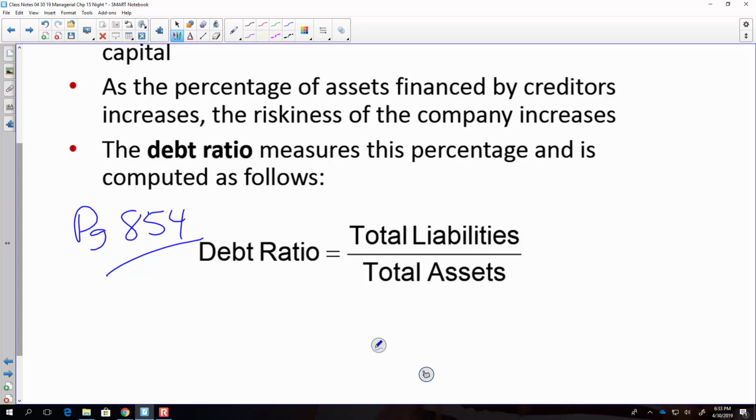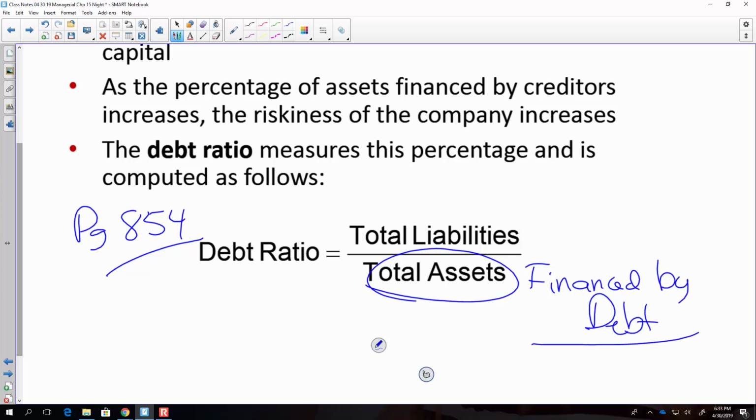Debt ratio is total liabilities to total assets. So how much of our assets were financed by debt? A lot of farmers are struggling with this right now. They have too much debt for the assets that they have purchased.